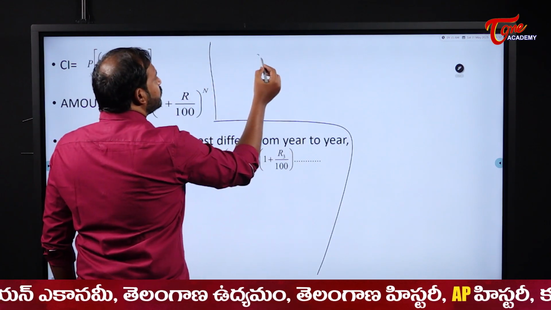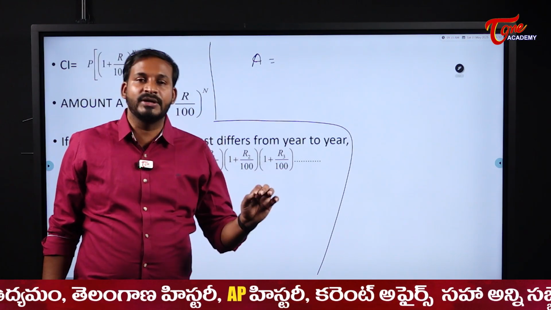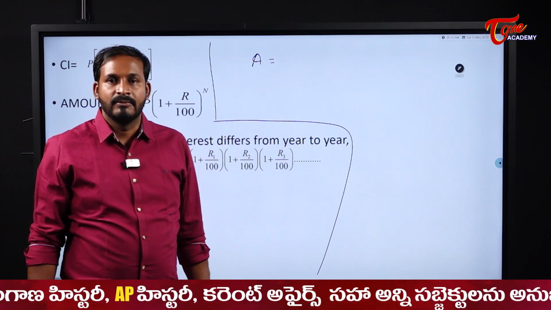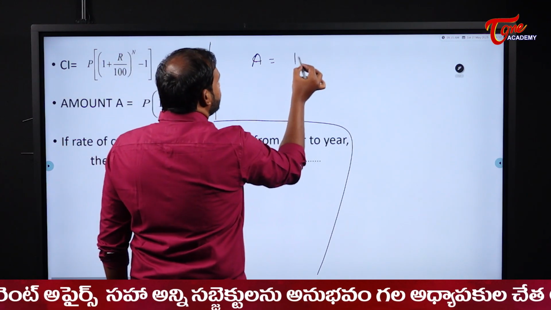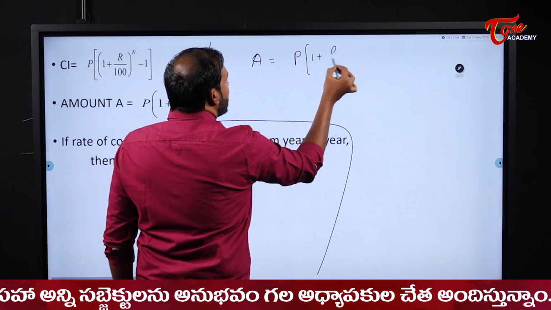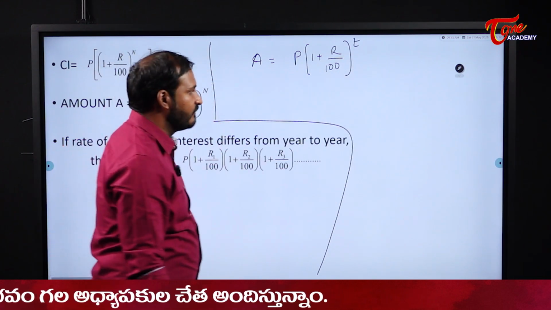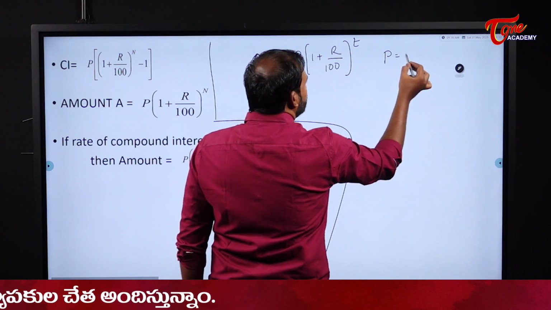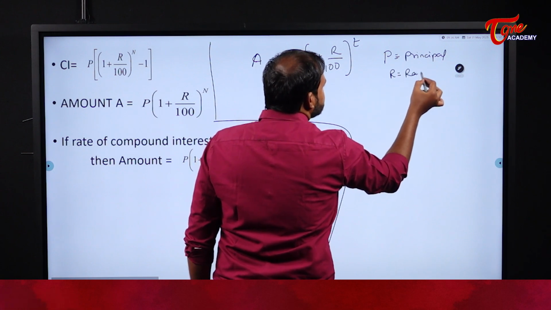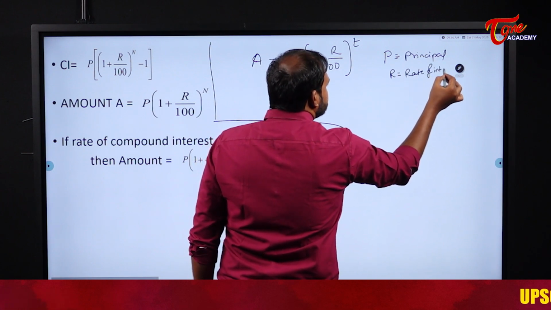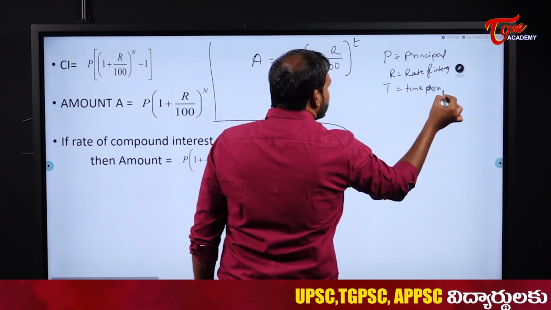We will have the formula for amount. In case of simple interest, we will have a formula for simple interest. But in case of compound interest, we will have the formula for amount. It is P into (1 plus R by 100) whole to the power of T. What is P in this case? We already know, principal. What is R? Rate of interest. And what is T? Time period. We all know.